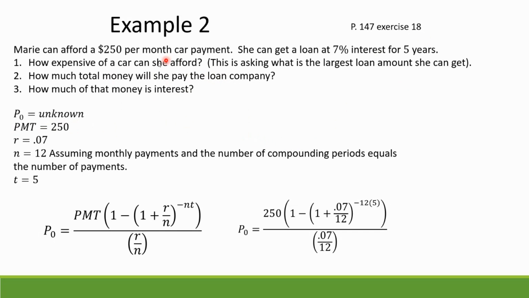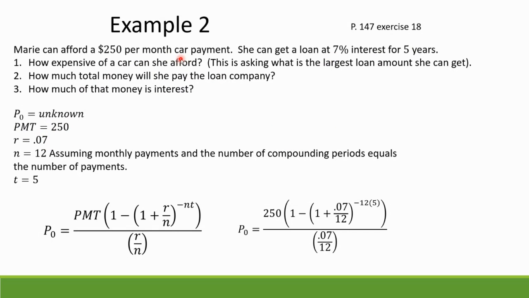Okay, well, again, P0 I just said is unknown. We're given she can afford a $250 per month car payment. So basically we're saying she can send the loan company $250 per month. That's all she can afford. That's what we're saying here. We have the interest at 7%, so we convert it to a decimal, 0.07.